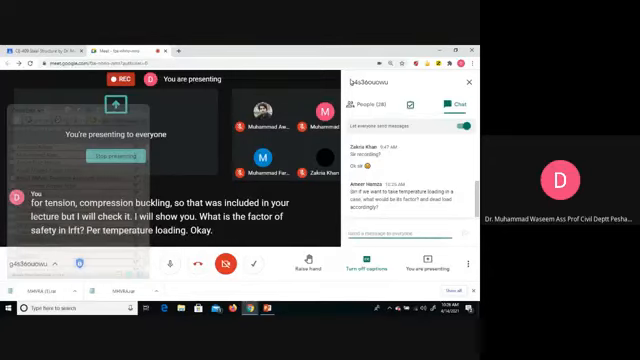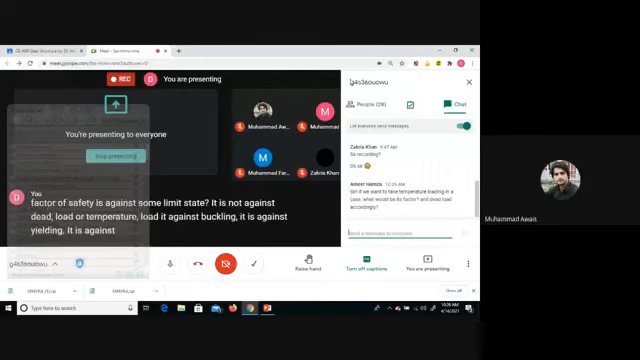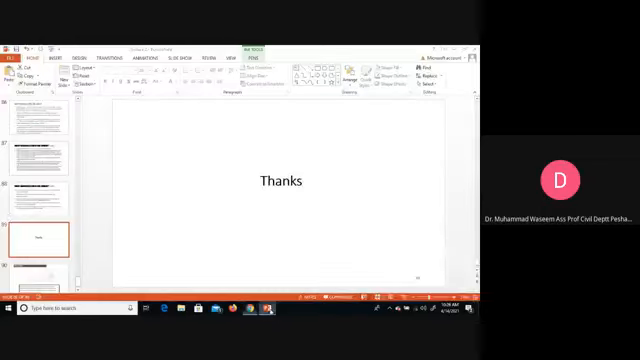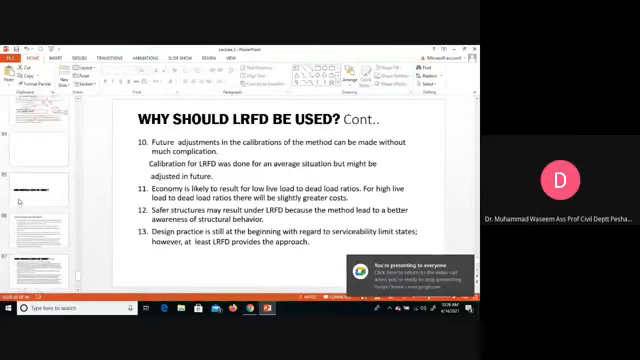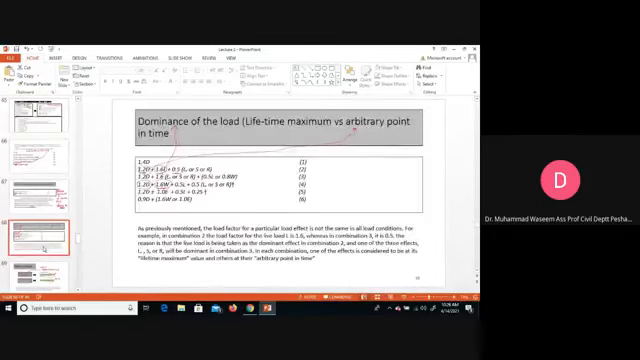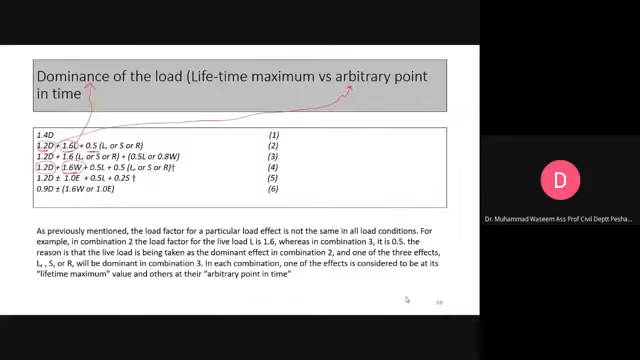Now, one thing is that this factor of safety is against some limit state. It is not against dead load or temperature load. It is against buckling. It is against yielding. It is against fracture. Let me go there. Yes, load factor. You are talking about load factor. Which one?